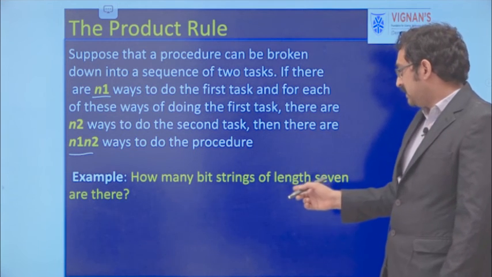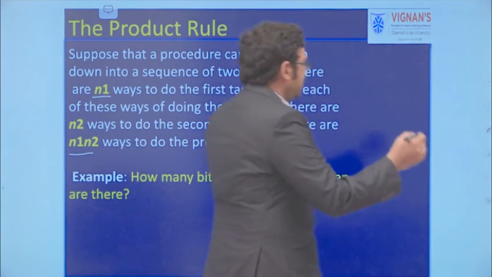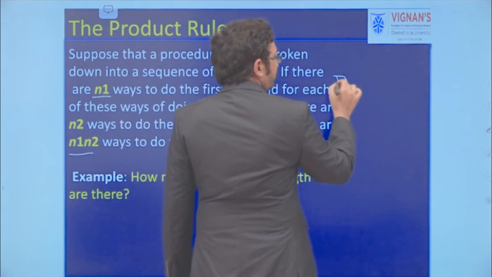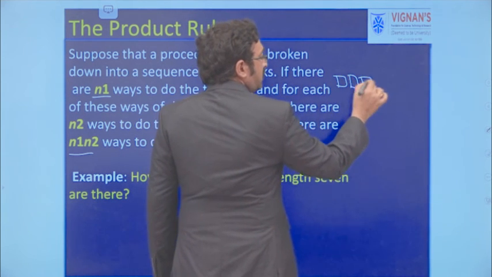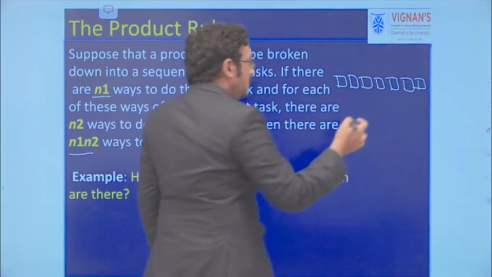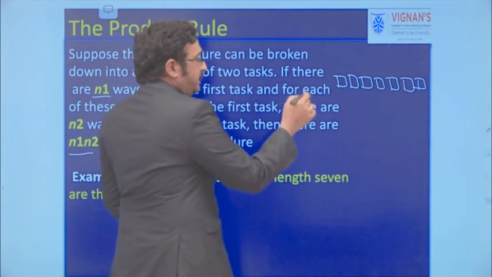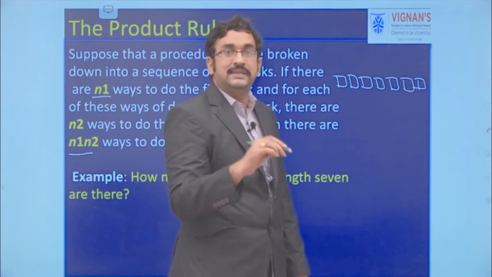Here is an example. How many bit strings of length 7 are there? Bit string of length 7 means, for example, first bit, second, third, fourth, fifth, sixth, seventh. So we have to find bit strings of length 7. A bit means we can take either 0 or 1.